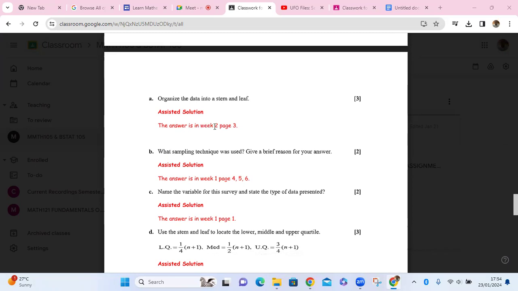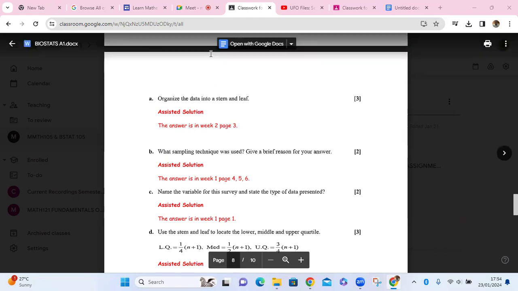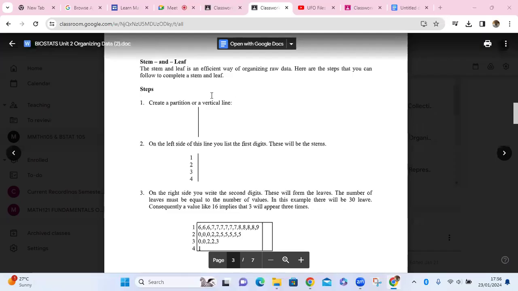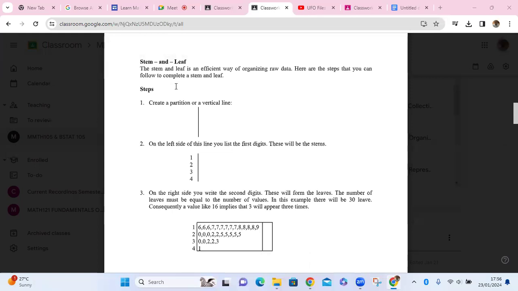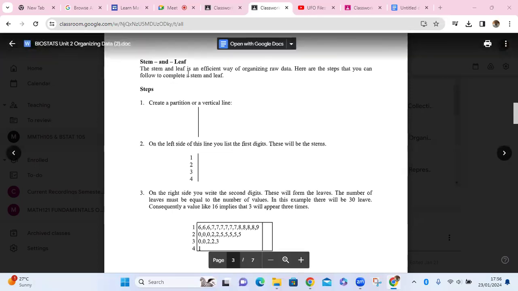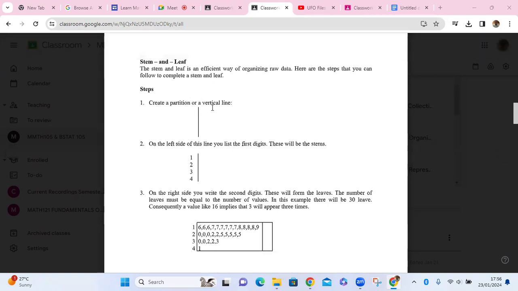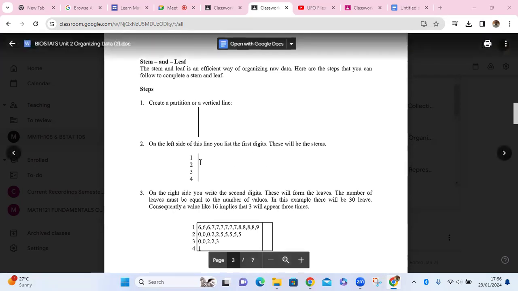Week 2 is like unit 2, page 3. So let's go there to see what is there. Here we are in unit 2 or week 2, page 3. It says stem and leaf. The stem and leaf is an efficient way of organizing raw data. Here are the steps that you can follow to complete a stem and leaf. So first you create a partition or a vertical line. On the left side of this line, you list the first digits of the number. These will be the stems.